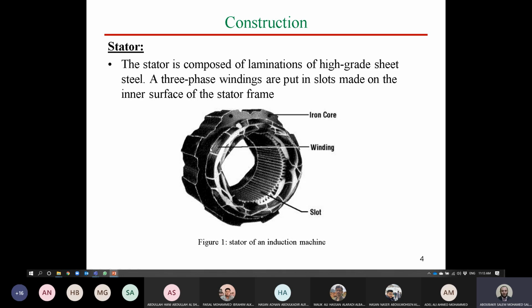So this core will have some slots inside. As you can see here, we have slots, and these slots are used to hold the windings. You have the windings here, which are the armature winding. These windings carry a three-phase AC supply, and it has to be shifted by 120 degrees. So this is the main construction of the stationary part: a mechanical core and windings.